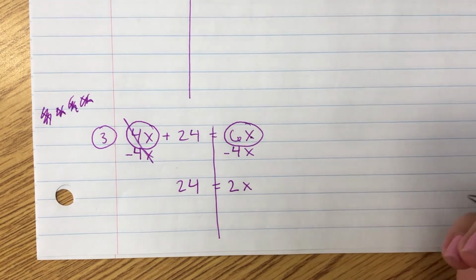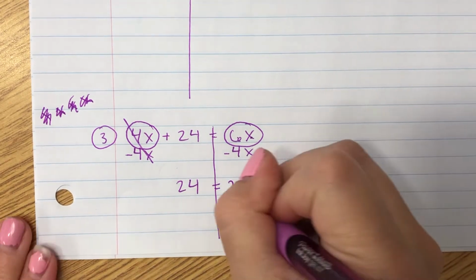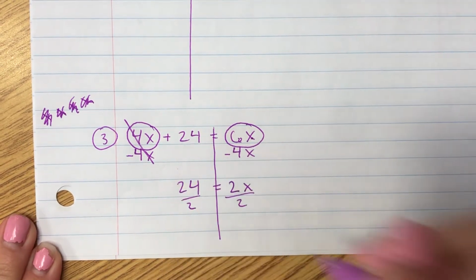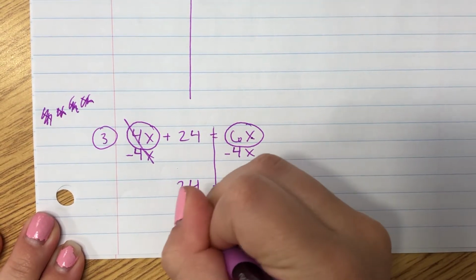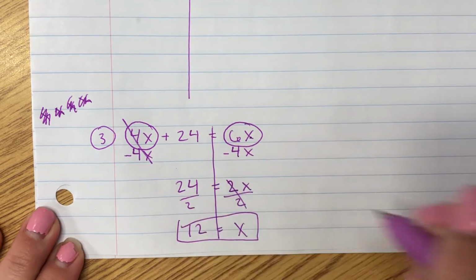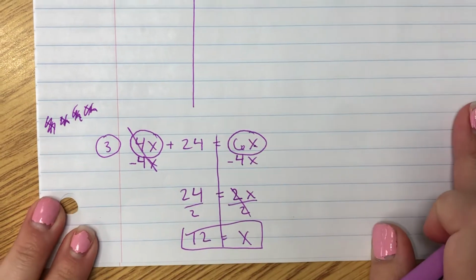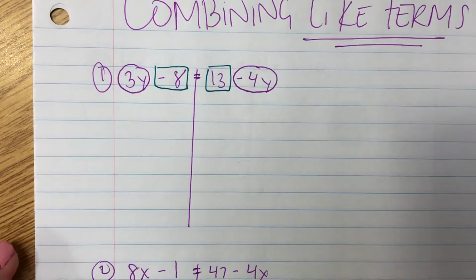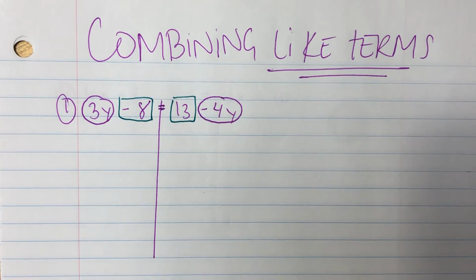So the last thing I need to do, and this is a one-step equation at this point, is divide by 2 on both sides. I now have x equals 12. 24 divided by 2 is 12. Okay, that's kind of like the preview of how we wanted to do it. I did number 3 first because it was easier, and it's gonna give you a better idea of what we're gonna have to do up here.